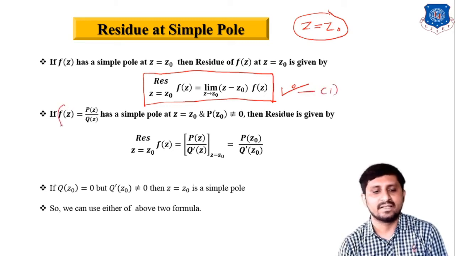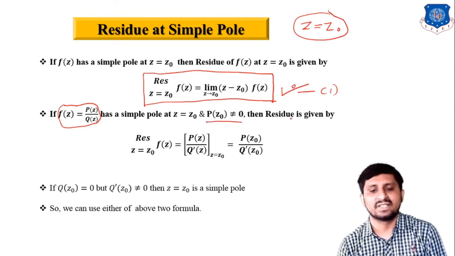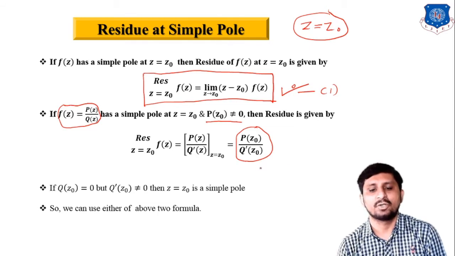Suppose your f of z is this type of function, p of z upon q of z, with a simple pole at z is equal to z0, and p of z0, that means the value of the numerator at point z0, is not equal to 0. Then the residue of f of z at point z is equal to z0 is nothing but p of z0 divided by q dash z0. That means you have to differentiate the function q of z with respect to z, so you will get q dash z, and in that q dash z you have to put z0, so you will get the value of q dash z0.